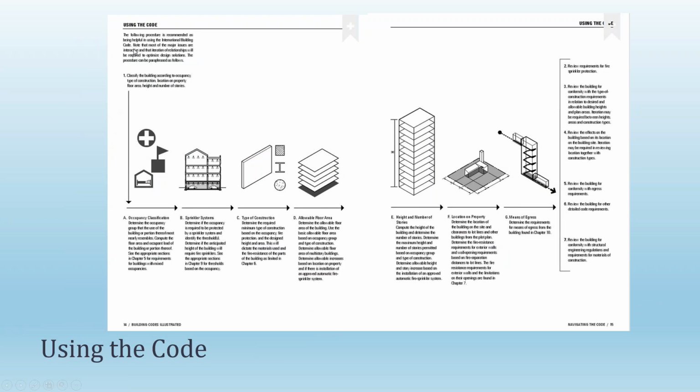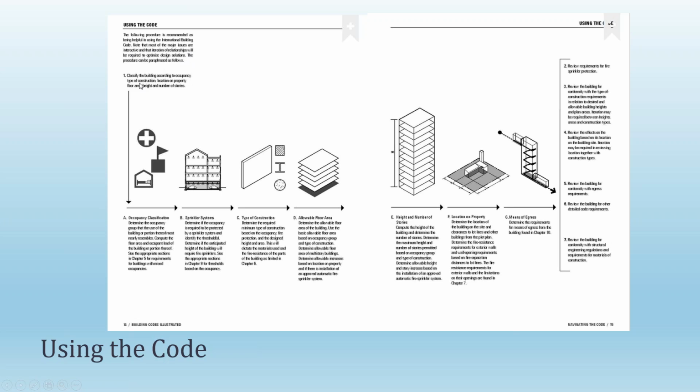Okay, so using the code, you're going to find this diagram in navigating the code in your book. The following procedure is recommended as being helpful for using the International Building Code. Note that most of the major issues are interactive, and that iteration of relationships will be required to optimize design solutions. The procedure can be paraphrased as follows.